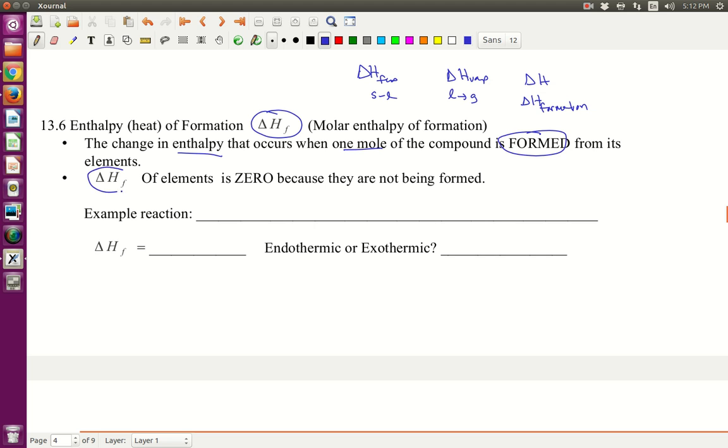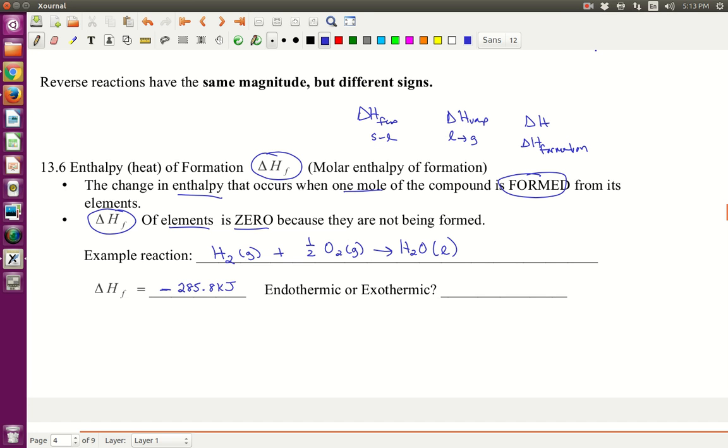The delta H of formation for elements is 0. Why? Because they're already formed. I don't have to make them. They're already there. So I wouldn't have to worry about calculating the delta H of formation for this one. So what I've done here is I went ahead and wrote an example equation for you. Now you'll notice we're using half a mole of this, and that's because the delta H of formation says 1 mole. I want to know what change in energy happens when I create only 1 mole. So I had to fix it so I'm creating only 1 mole of water.